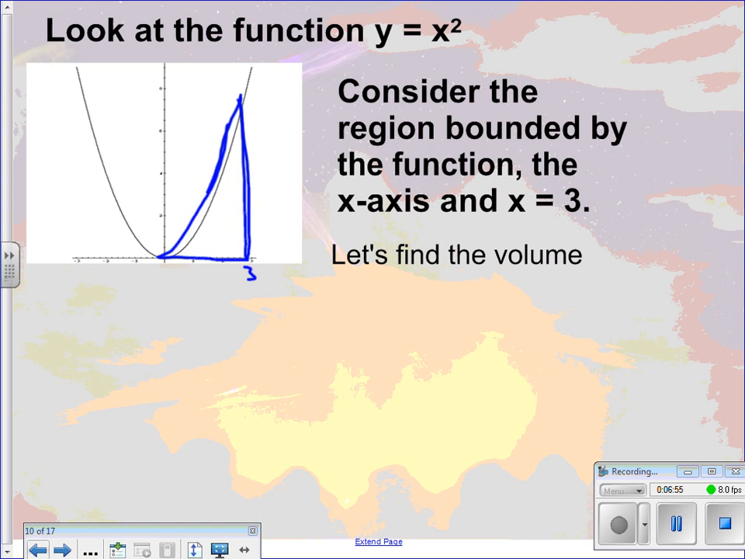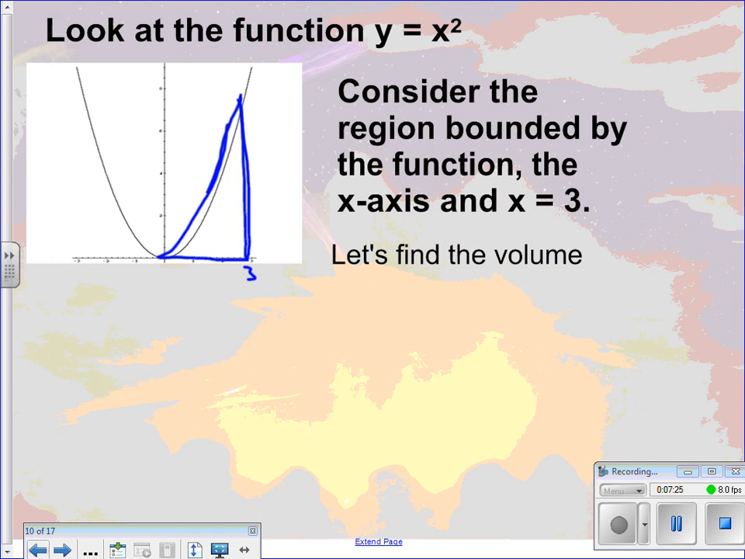Now, because we're spinning, what axis are we rotating around? We're rotating around the x-axis. So everything we're going to do this way is going to be dx. If we were spinning it this way, we'd be doing it dy. We have a horizontal axis we're rotating around, it's dx. If we have a vertical axis, it's dy.